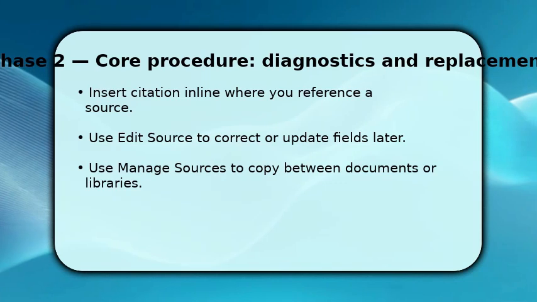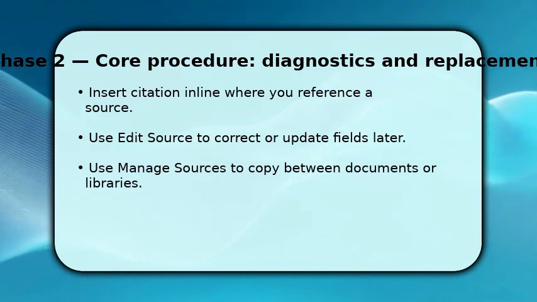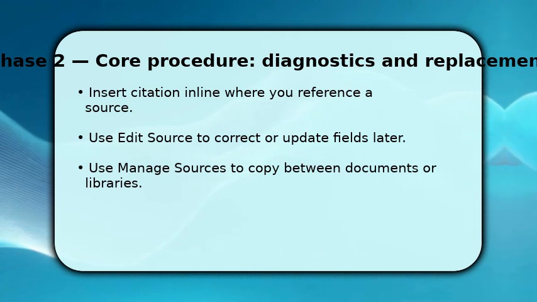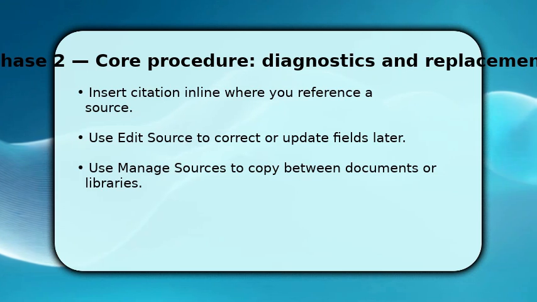Now you place citations where you reference ideas or quotes. Position the cursor and pick Insert Citation from References, selecting your saved source. If details change, click Edit Source to update the record. Word updates every citation instance automatically.